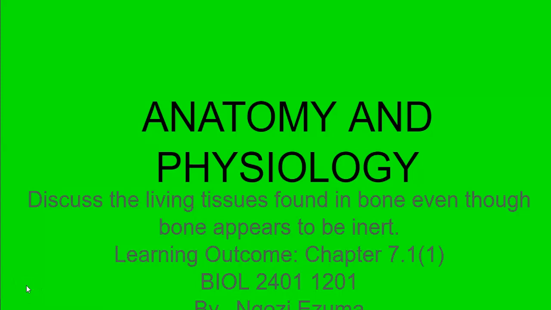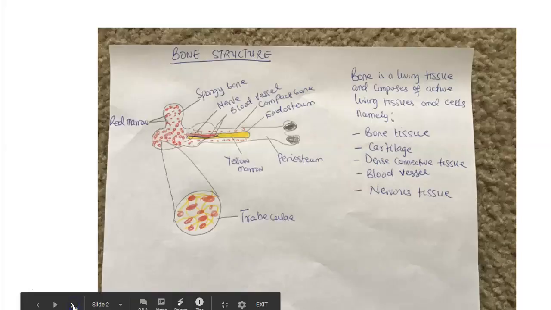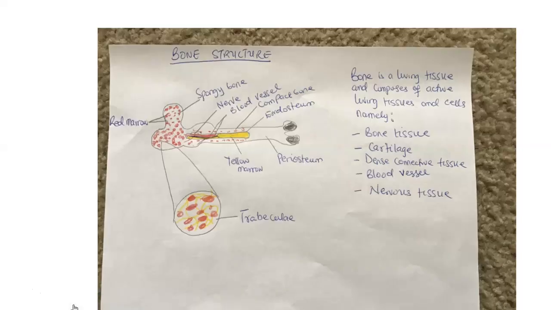So this is anatomy and physiology. Homework 3 is to discuss the living tissues found in bone, even though bone appears to be inanimate. So the learning outcome is chapter 7.1, subsection 1. Bone may appear to be non-living, but bone contains very active living tissues and cells.